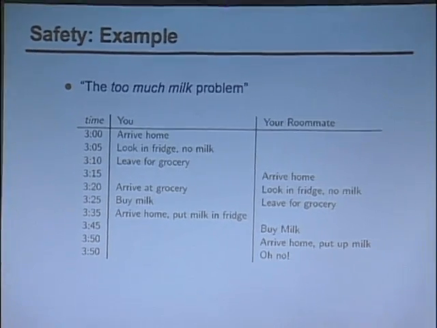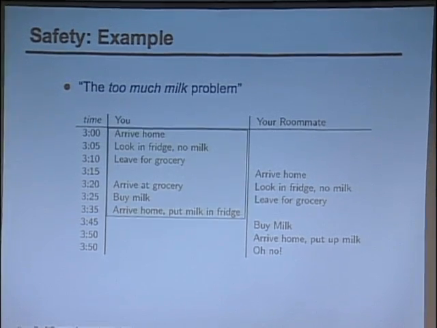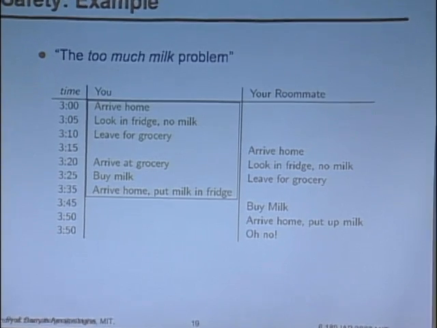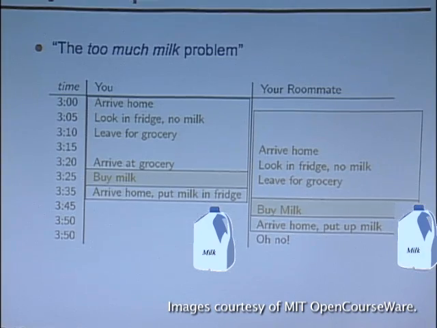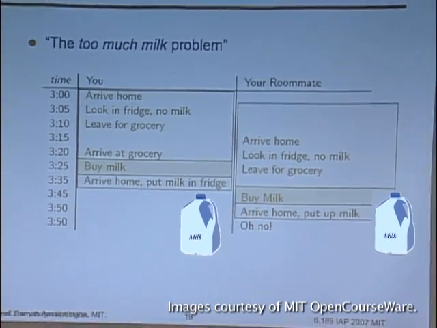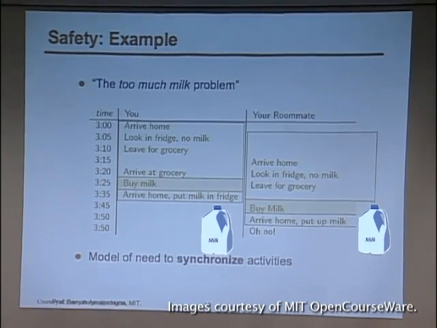So here's a way to look at the safety problem. Here might be an algorithm that you and your roommate have. You arrive home, look in the fridge, no milk, leave for the grocery, arrive at the grocery, buy milk, and arrive at home. The minute you leave for the grocery, your roommate arrives and does the same. And at the end, you have too much milk. So here's the problem in a more abstract sense, and you need a way to synchronize this.